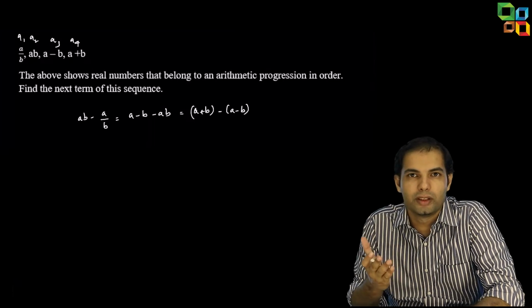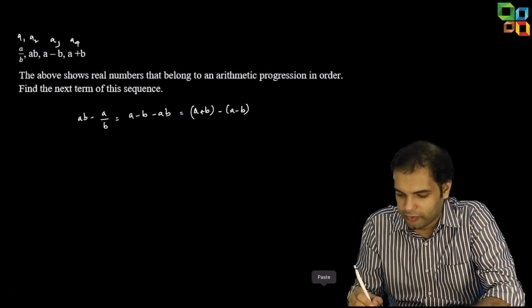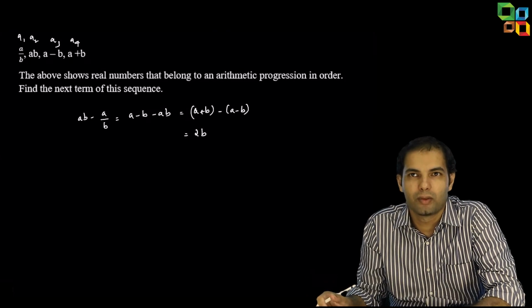I hope everybody is able to follow. Right? So we're just using the property. They have given it as arithmetic progression. We're just using one of the properties. Let's see. I think this simplifies very easily. So A plus B, A minus B. A and A will get cancelled. This will be equal to 2B. Right?